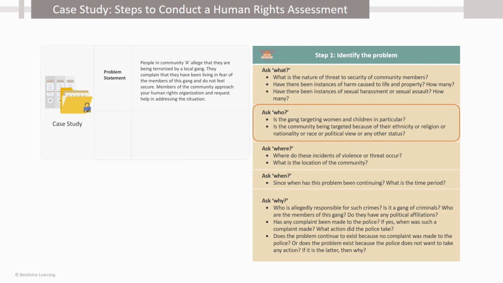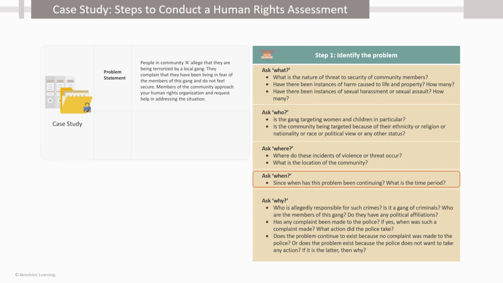2. Who are the affected persons? Is the gang targeting women and children in particular? Is the community being targeted because of their ethnicity or religion or nationality or race or their political view or any other such status? 3. Where? Where do these incidents of violence or threat occur? Within the community? What is the location of the community? 4. When? Since when has this problem been continuing? What is the time period?